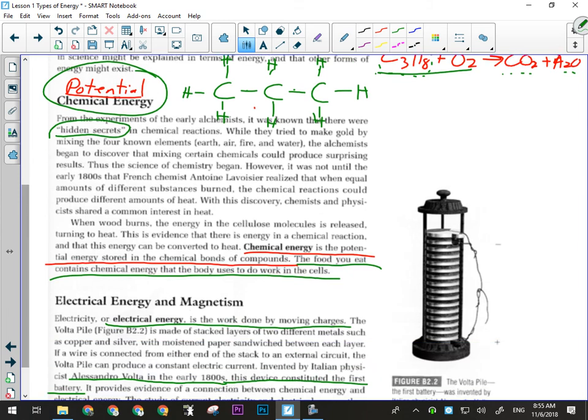So when we burn wood, the energy in the cellulose molecules is released and turned into heat, and the end products of that are water vapor, carbon dioxide, particulate smoke, things like that. So chemical energy is the potential energy stored in the chemical bonds of compounds. The food you eat contains chemical energy, and your body breaks that down in your cells. It's part of the job of the lysosomes. It's part of the job of the mitochondria, mostly the mitochondria, that we're breaking those bonds and releasing the energy stored in there. So chemical energy is a form of potential energy, and we're getting that energy from the bonds in the molecules.